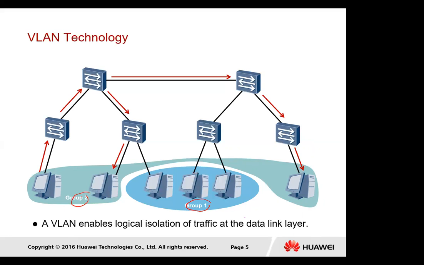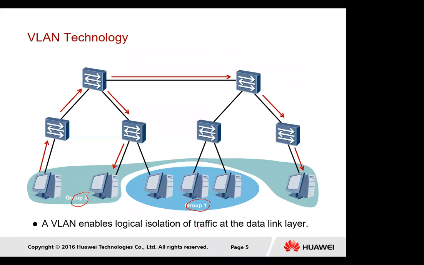So when the VLAN is applied, they will be isolated at layer 2 as well as layer 3. A VLAN enables logical isolation of the traffic at the data link layer. When layer 2 is isolated, all other layers on top will be isolated as well. But definitely you have another way for them to communicate through layer 3 by using routing. Otherwise, they will just be isolated from each other. All right, that is on the VLAN itself.